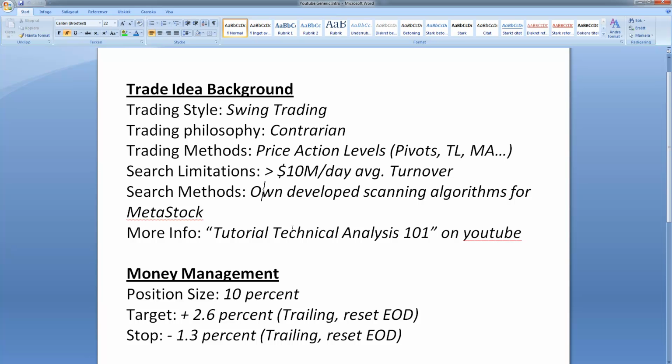If you want more detail on the philosophy and the psychology of why this kind of technical analysis works, please watch the tutorial Technical Analysis 101 on my YouTube channel. For the money management, I'm using a position size of 10%. My target is trailing 2.6%. I reset that every end of day. My stop is a trailing minus 1.3%, also reset end of day.